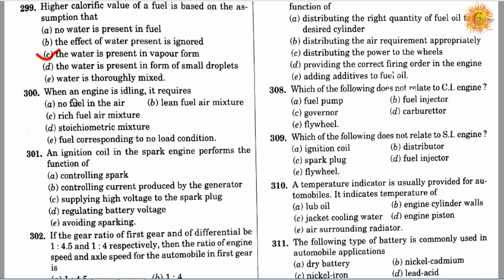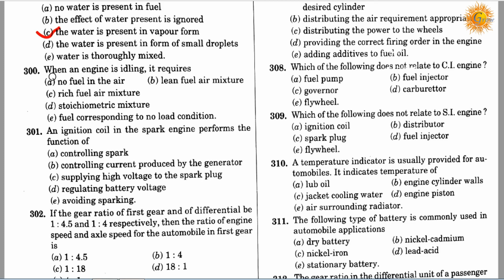Question number 300. When an engine is idling, it requires: option A, no fuel in the air; option B, lean fuel-air mixture; option C, rich fuel-air mixture; option D, stoichiometric mixture; option E, fuel corresponding to no-load condition. So the correct answer will be C, rich fuel-air mixture.